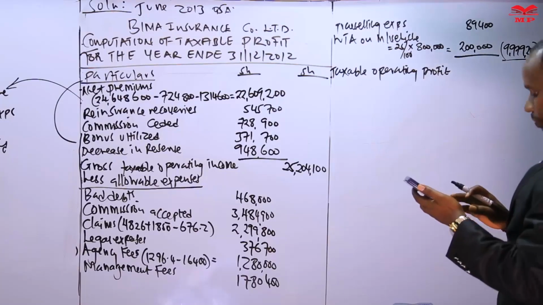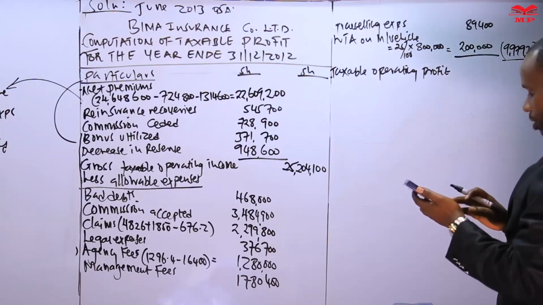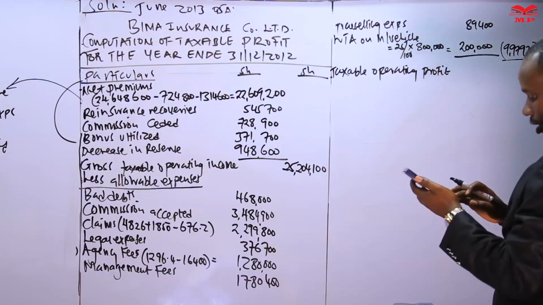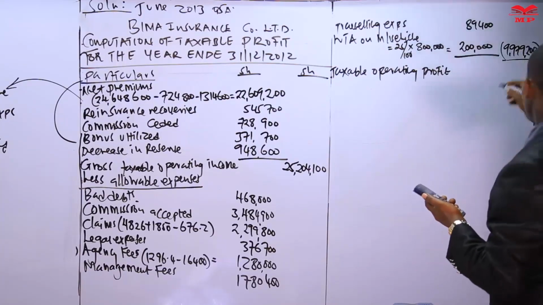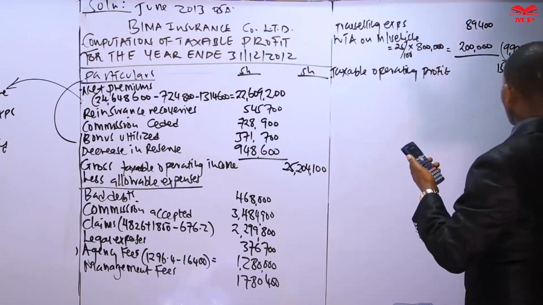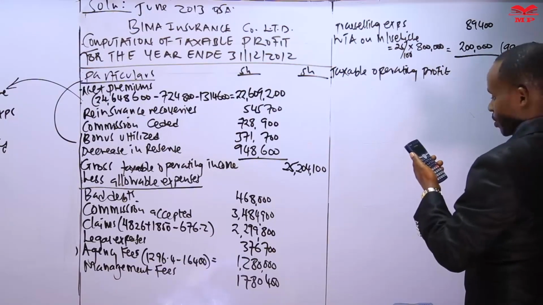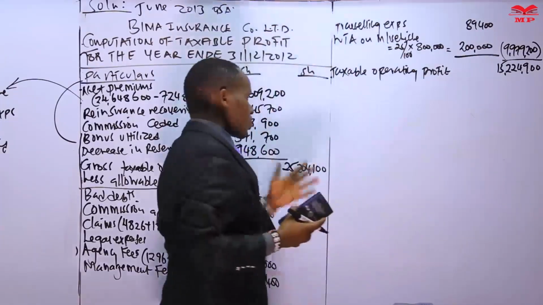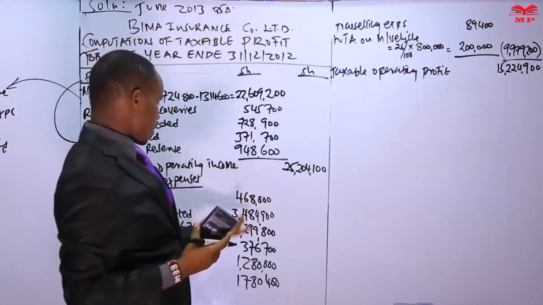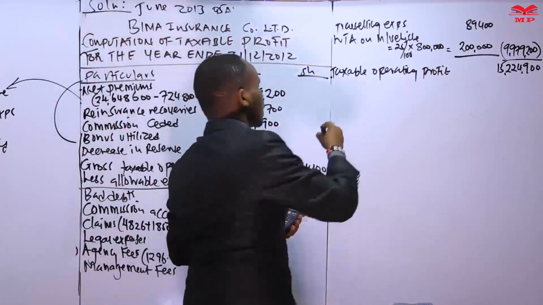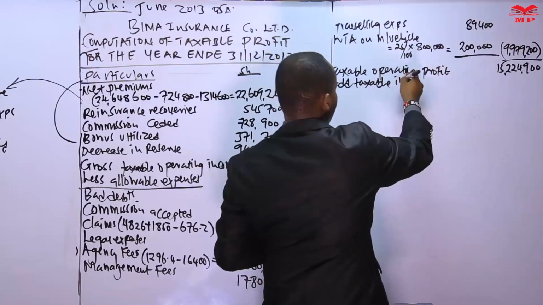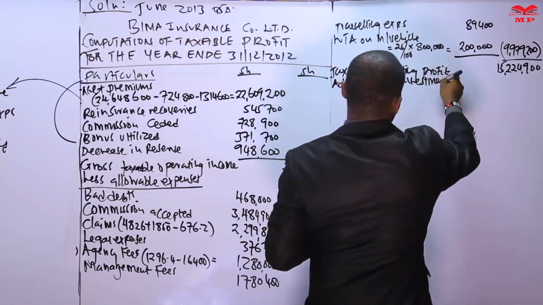So to take 25,204,100 minus 9,979,200, you get 15,224,900. This is the profit that this insurance company is getting from its operating activities. So you need to add taxable investment income.